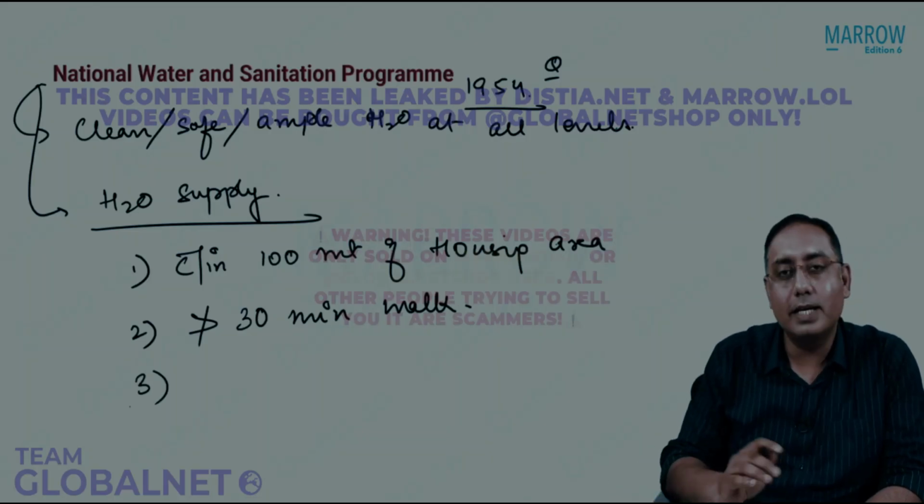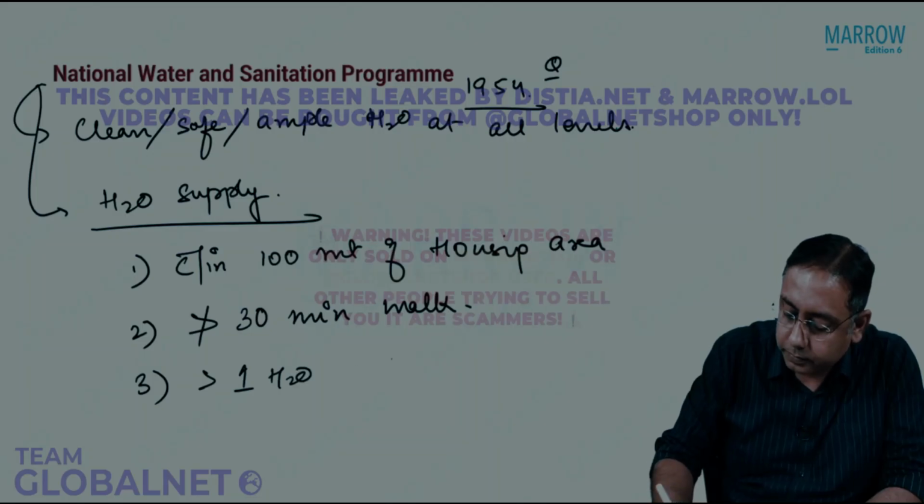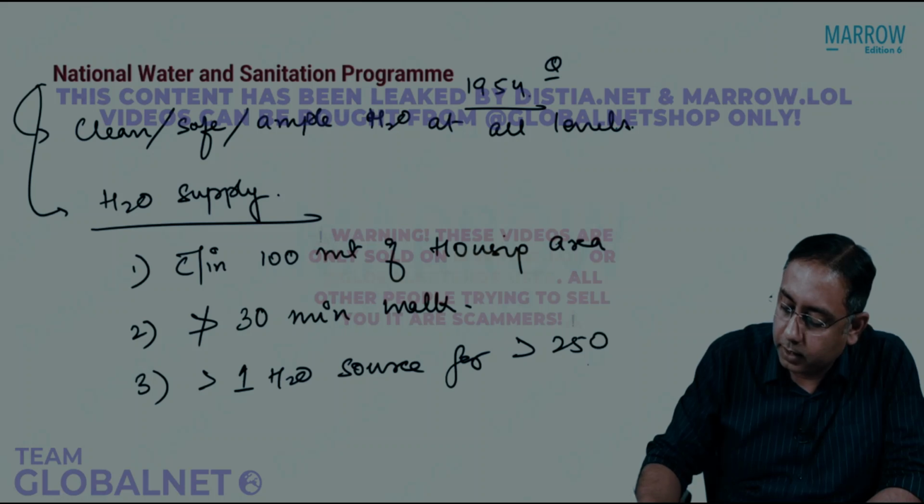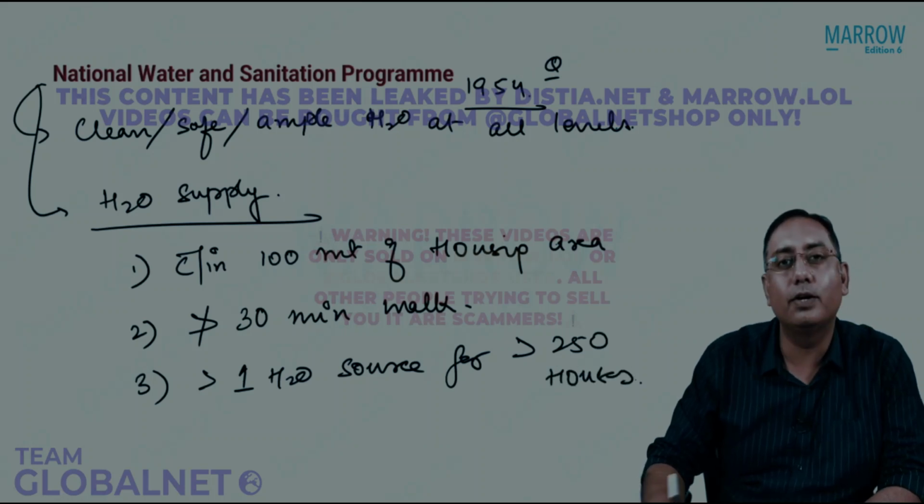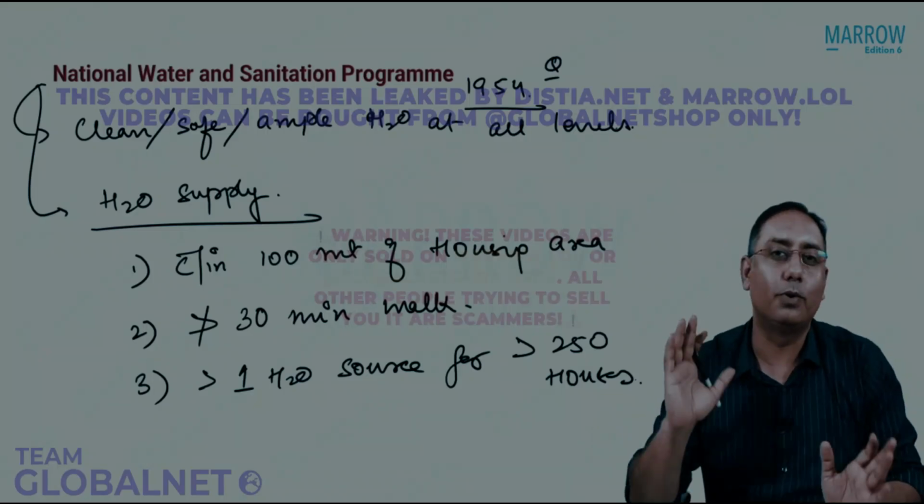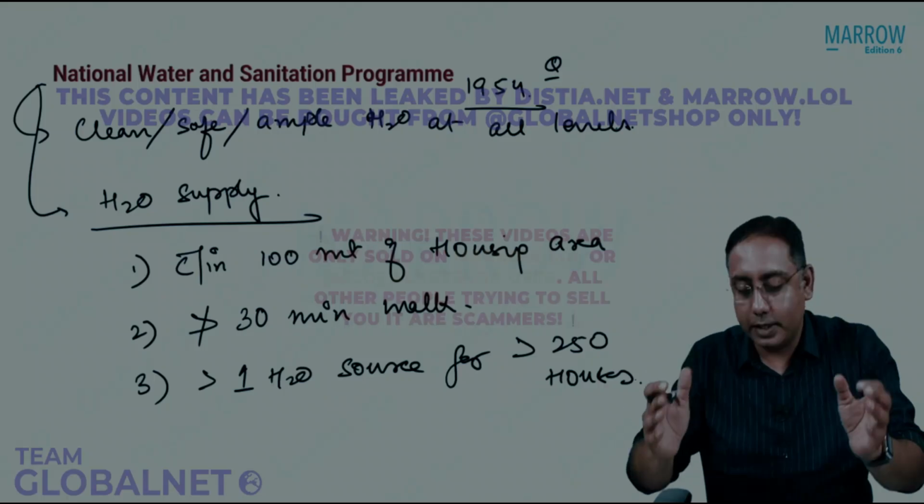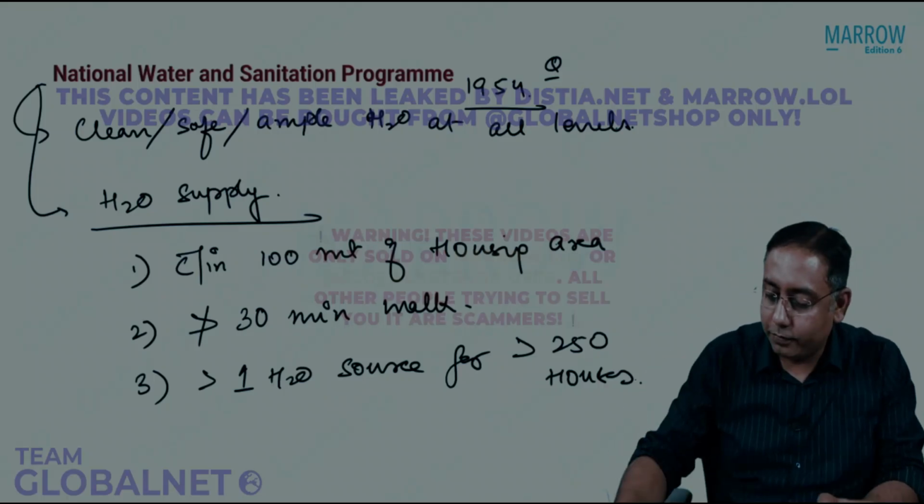There should be clean, safe and ample water, and there should be more than one water source for more than 250 houses. That means up to 250 houses, one water source is okay. More than 250, you need more than one water source. So this is the objective of the National Water and Sanitation Program launched in the year 1954.